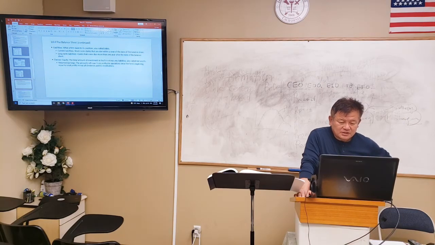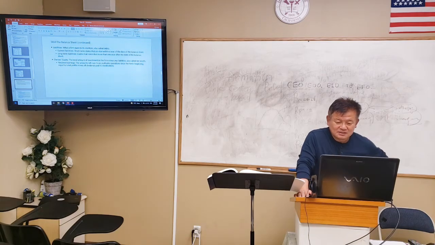And owner's equity means the total amount of investment in the firm minus any kind of liabilities. We also call it net worth. Net worth is owner's equity. So owner's equity includes retained earnings. Retained earnings are the amount left over from profitable operations since the firm's beginning, equal to total profit minus all dividends paid to stockholders.